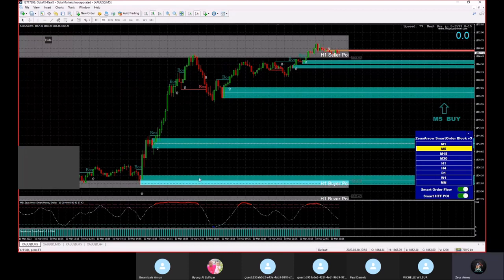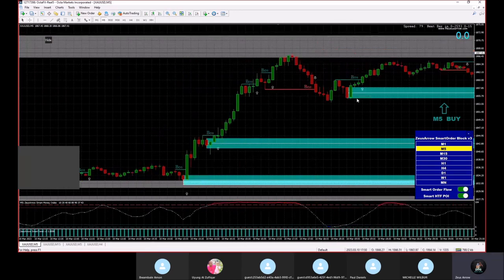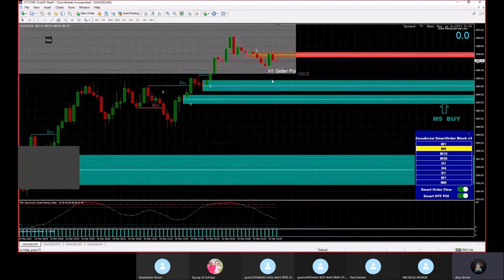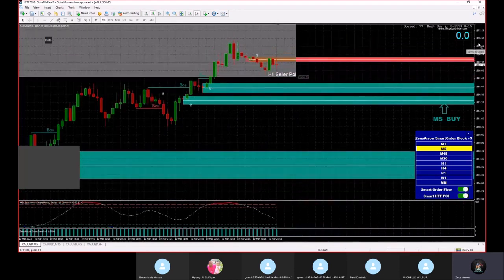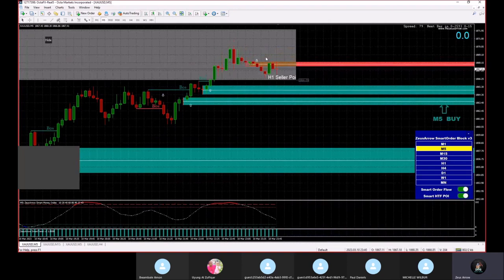Now, why do we need a 5-minute confirmation? Because we really do not know how far the price will go, even inside the zone. So let's say that if we are inside a bearish H1 POI, why do we need a bearish break of structure?